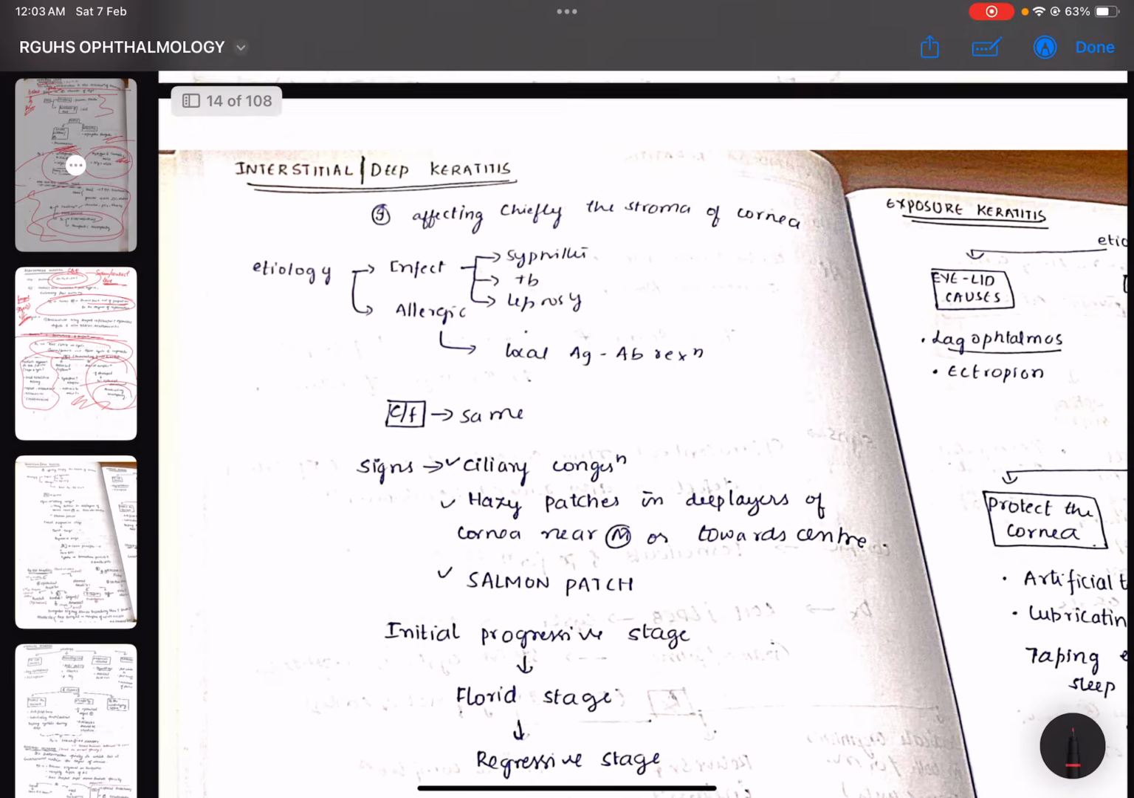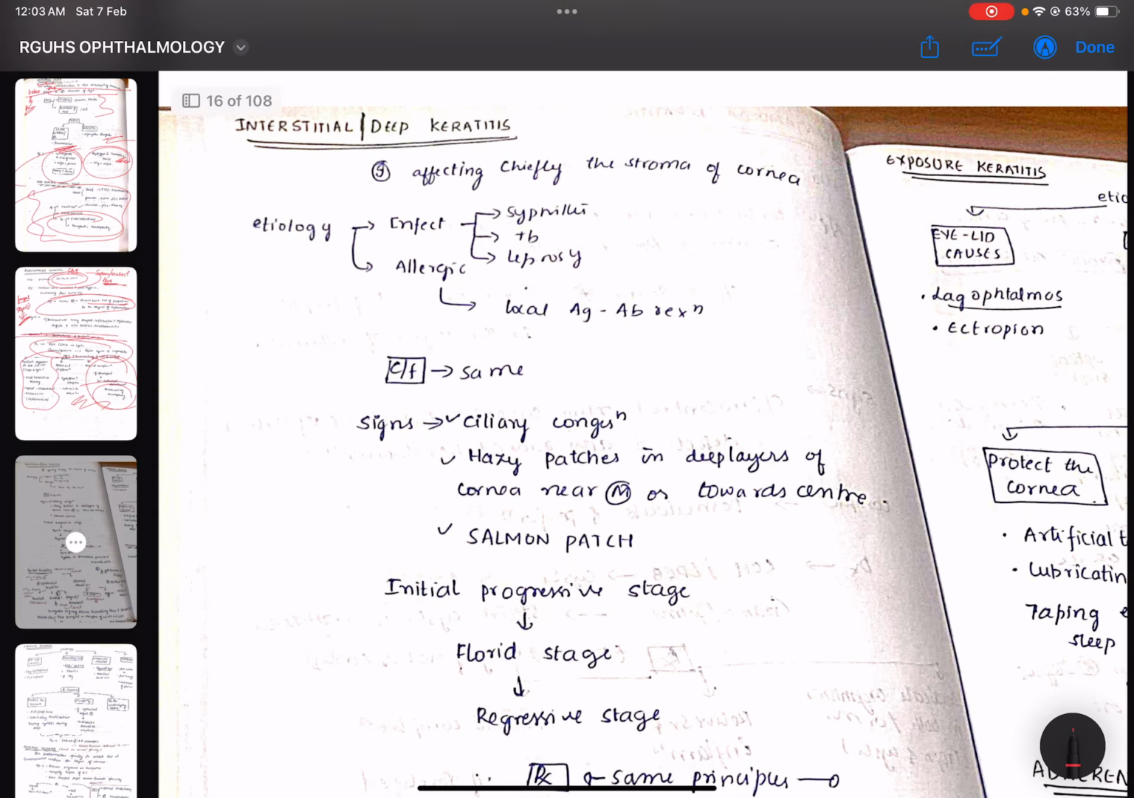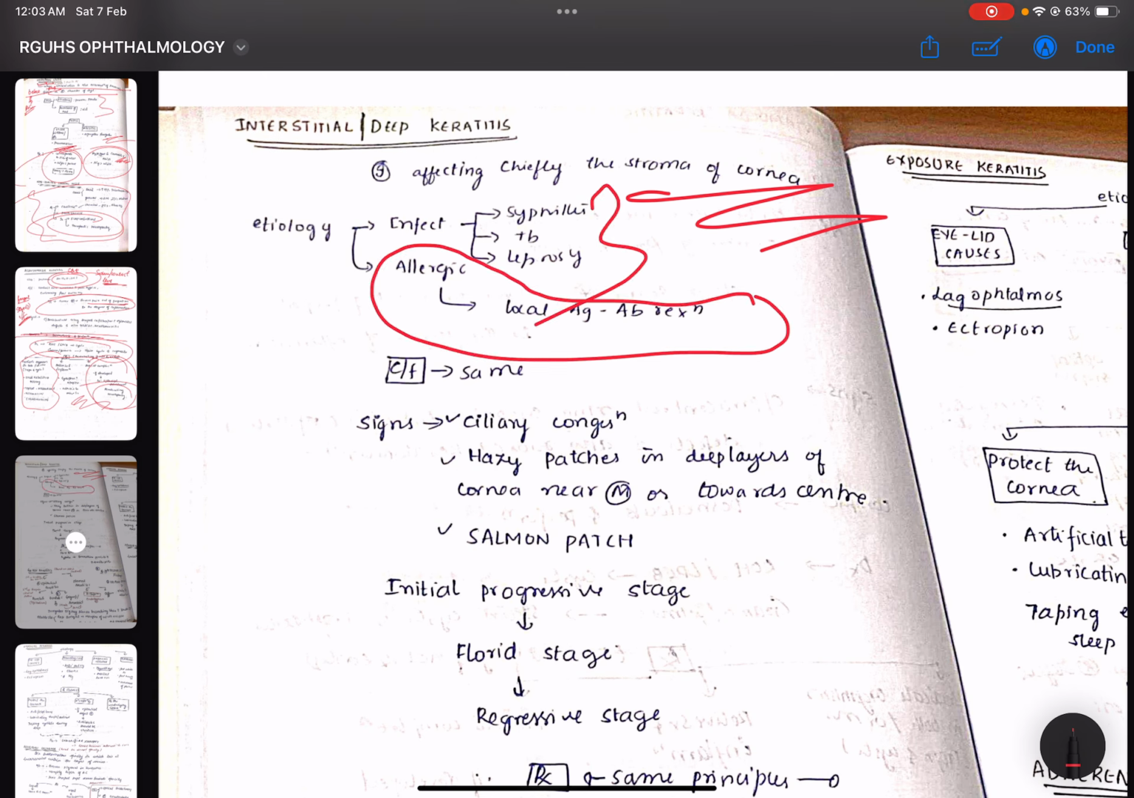So now we will go to the next part, that is interstitial or deep keratitis, which is affecting the Descemet's membrane. Correct? No, that is the stroma of the cornea. So what are the causes? Again, you might have an allergic cause or an infectious cause, like how they are in the conjunctiva also. Again, clinical features, as I told you, are the same thing. Signs, what is the important thing? Salmon patch. So this is how you have to study.